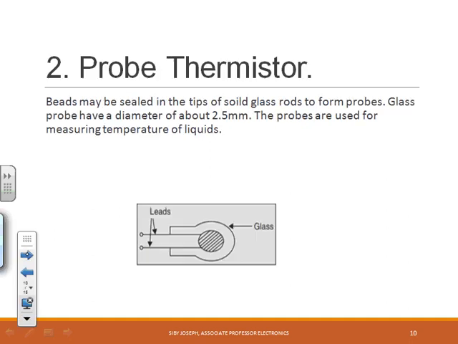And the second type is called probe thermistors. Here the bead is covered by glass to give proper protection for measuring temperature. So the bead is sealed in the tip of a solid glass rod to form the probe. The glass probe has a diameter of about 2.5 millimeter and the probes are used for measuring the temperature of liquids. So liquid proof thermistors can be made using these probe thermistors.